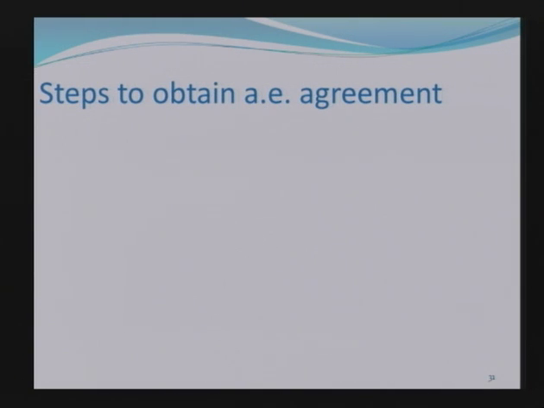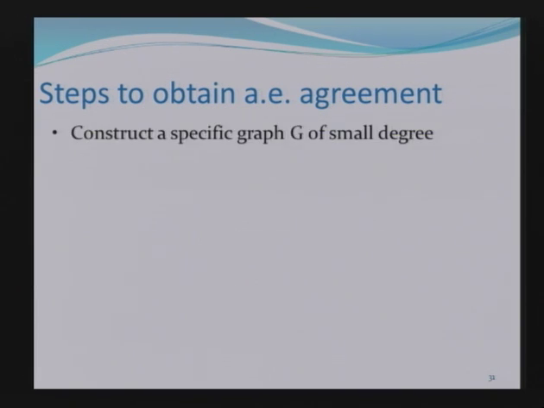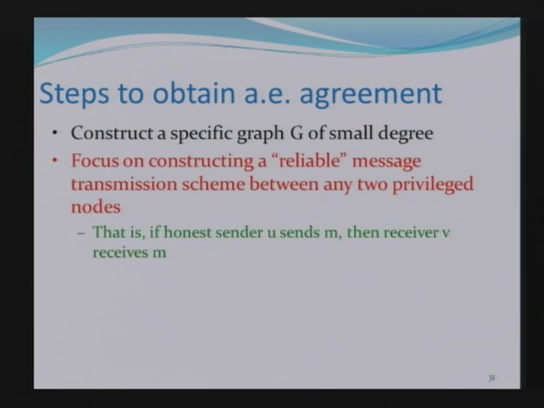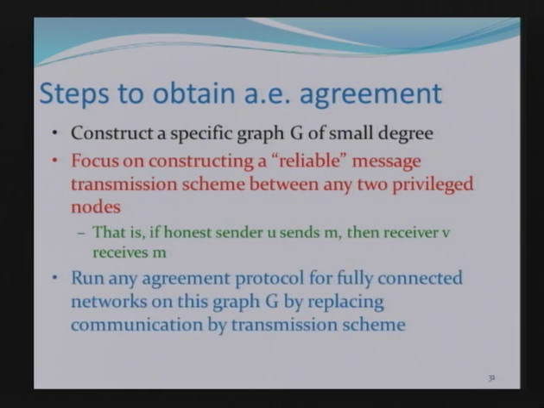So let me briefly outline some of the steps needed to obtain almost everywhere agreement. The steps will be as follows. First, we'll construct a specific graph G that has small degree. Then we'll focus on constructing what is called a reliable message transmission scheme between any two honest nodes. That is, we first want to ensure that if there are two honest nodes that are not connected by a reliable channel, how can they communicate reliably? That is, they want to send messages through adversarial nodes in this network and yet communicate reliably. So that will be the focus of most of these protocols.